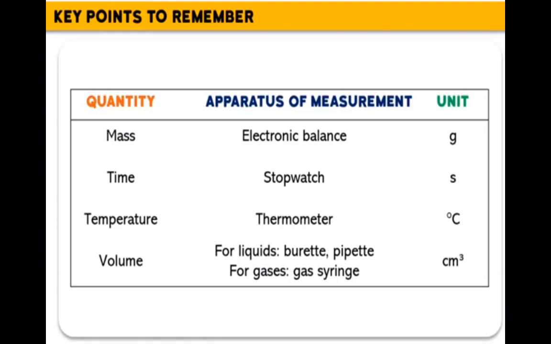Now, these are some key points to remember. Mass is measured by electronic balance and mass unit is gram or kilogram. Time is measured using a stopwatch and its unit is seconds. Temperature is measured using a thermometer and its unit is degrees Celsius or Kelvin. Then volume is measured for liquids in a burette or a pipette and for gases in a gas syringe. And its unit is cubic centimeter.